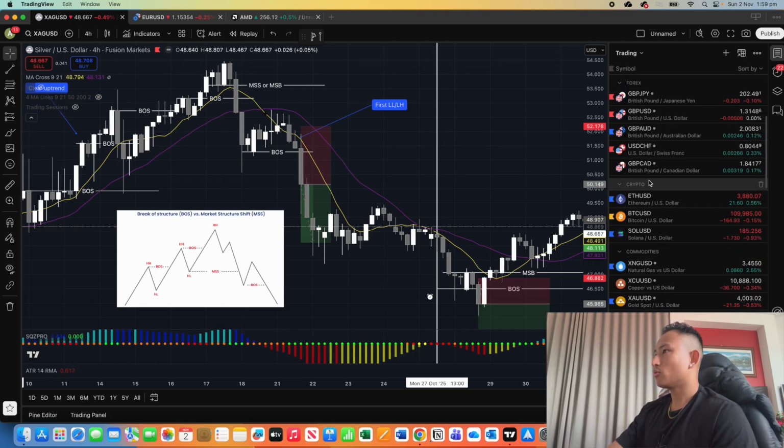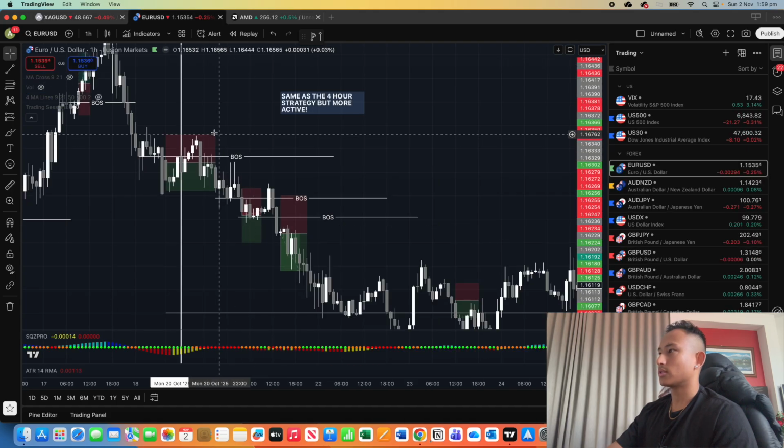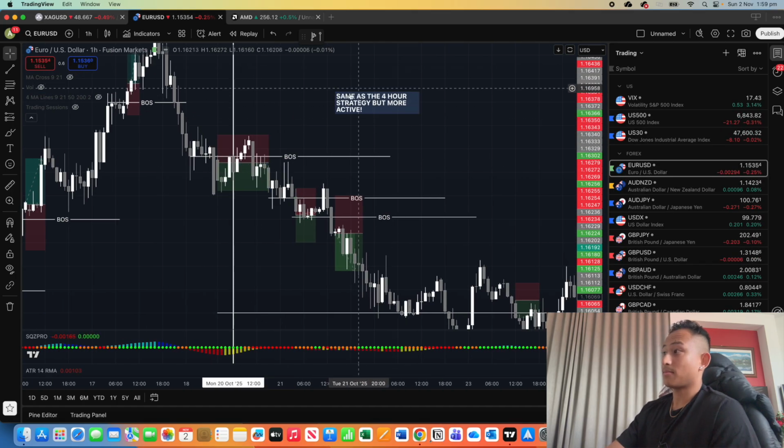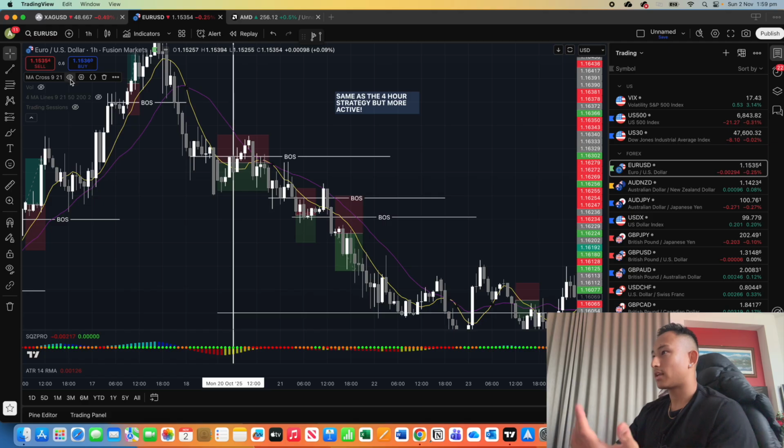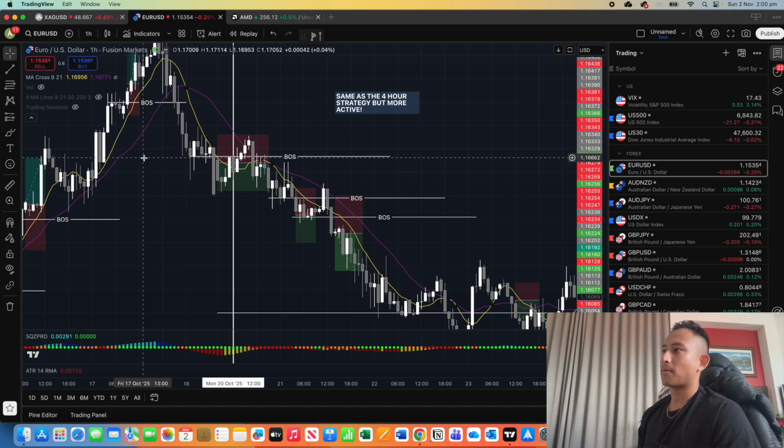Now we'll move on to the EUR/USD strategy, which is essentially the exact same as the 4-hour strategy. It's based on price action, trading with the trend, break of structure, trading in line with the 9 and 21 moving average, except it's on the 1-hour chart. So it's a bit more active. For this one, I tend to check the charts every 1 to 2 hours. Unless I have an alert on, then I don't really need to check, because I just wait for my phone or my computer to give me the alert and I enter the setup.